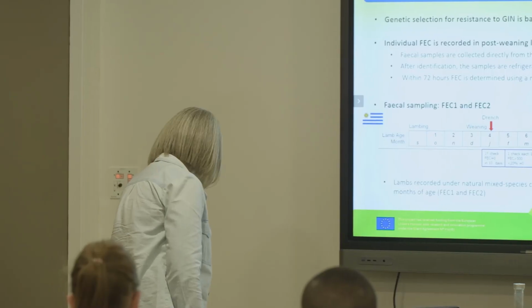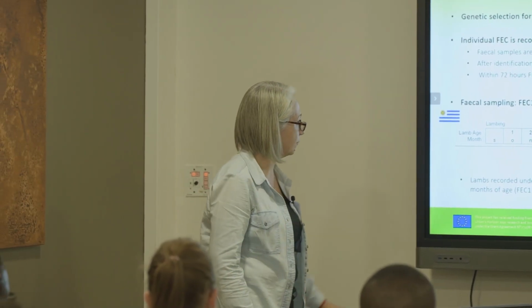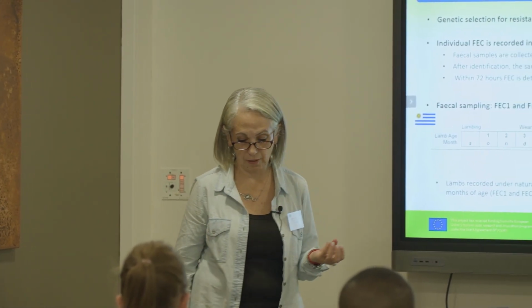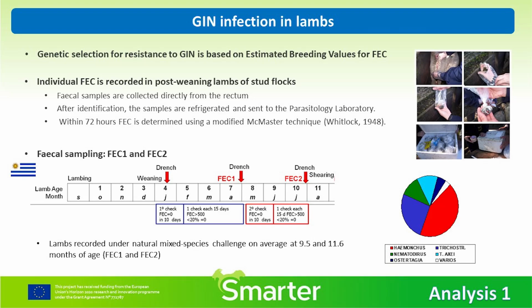In Uruguay and in other places, in the genetic evaluation of fecal samples, basically two measurements of FEC are used. So you have lambing around September, then weaning is 3 months later. You have the first drench to ensure that all animals are in the same conditions, so they are clean.